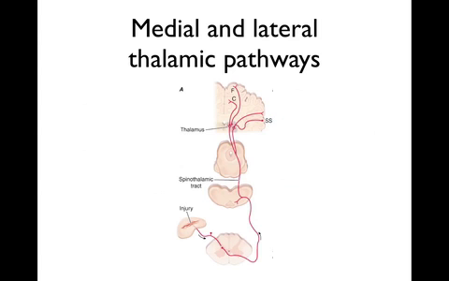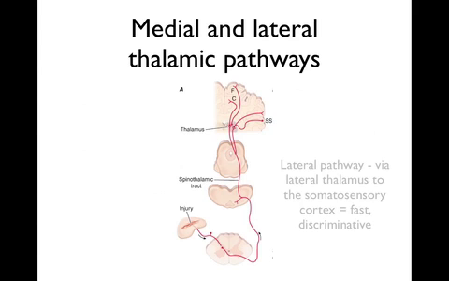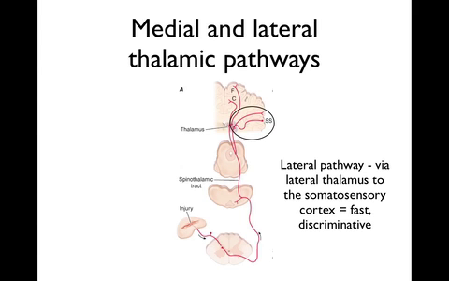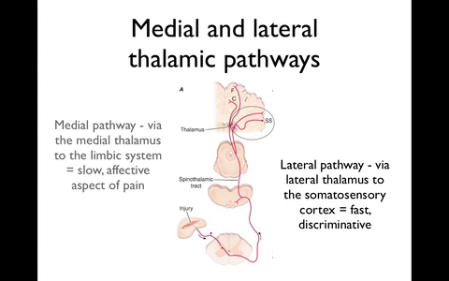And these are the pathways, just to explain that. So we have the lateral pathway, which goes via the first and second order neurons synapsing in the lateral thalamus and then going to the somatosensory cortex. This is that fast discriminative route. And then we have that medial pathway via the medial thalamus, which then goes into various parts of the limbic system, which is that slow affective aspect of pain. And when we say the limbic system, we're talking about the hippocampus, the cingulate cortex, the amygdala.